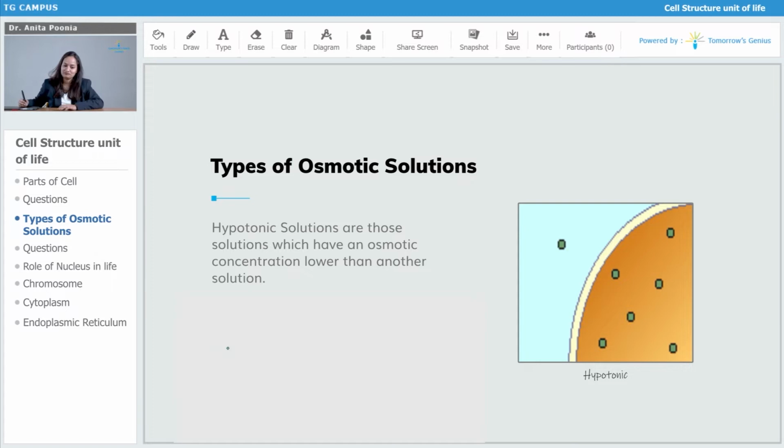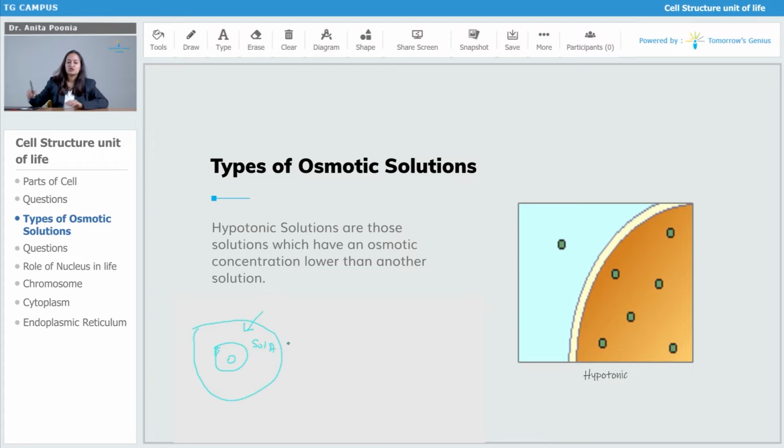So here, say we are talking about a red blood cell. This is a red blood cell. This is how a red blood cell looks. Now say I have kept the red blood cell, this is a normal red blood cell, in a solution. Solution A.